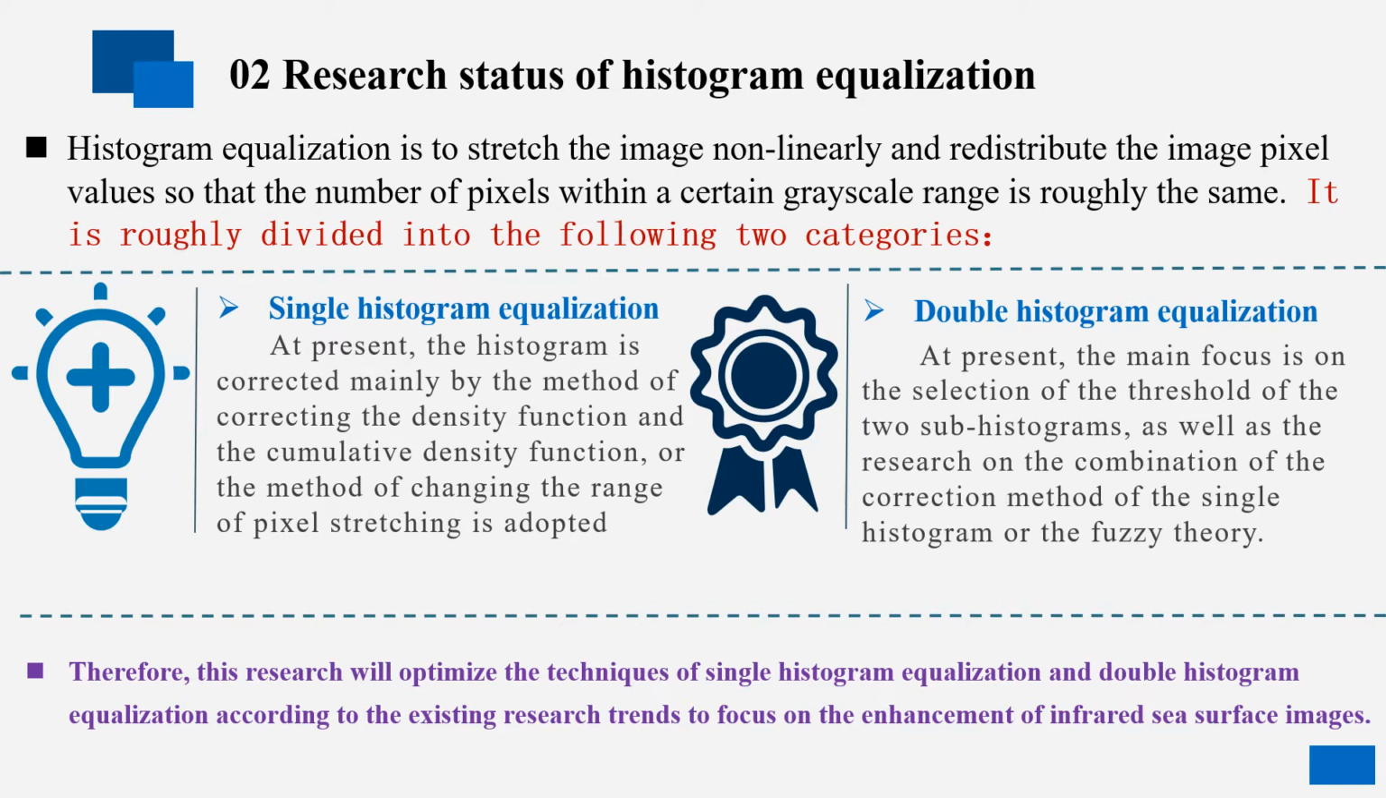In single histogram equalization, we take the image and then compensate the pixel values by focusing on a density function and a cumulative density function, a method of changing the range of pixel stretching on the image. While if we talk about double histogram equalization, it mainly focuses on the threshold of the image. First, we divide the image into two sub-images, and then we extract a threshold from both of the two images, and then we apply histogram equalization separately on both images, and then we unite them and get the result as our final image.